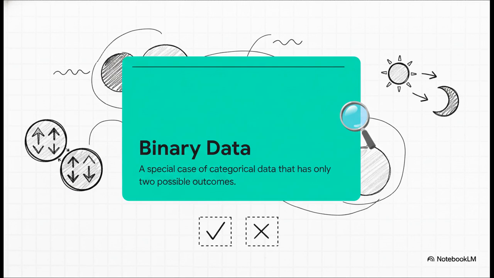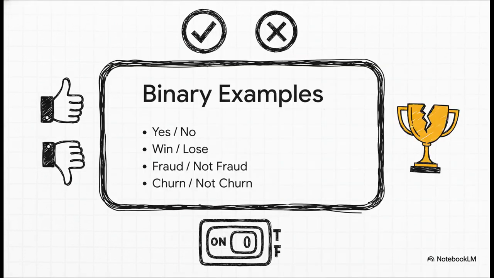Really, it's just a special, stripped-down version of categorical data where there are only 2 possible outcomes. It's either one thing or it's the other. That's it. And you see this everywhere, especially in business. Did a customer churn? Yes or no? Was a transaction fraudulent or not? This simple yes or no, on or off structure is the absolute foundation for tons of classification problems in machine learning.